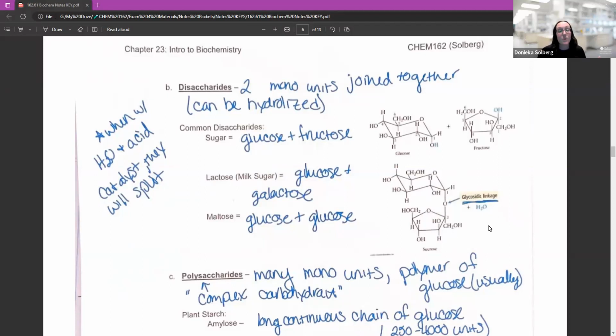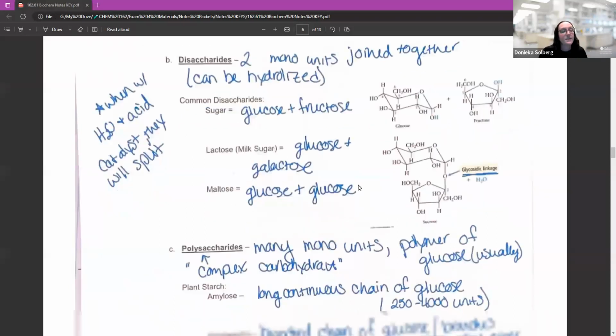Now, this kind of brings me to why it's called hydrolyzed when you take them apart, because to go in the reverse, to actually break these into their 2 molecules, you have to add a water molecule and break these. That's called hydrolyzing because you're adding a water. So when you have water and some type of acid catalyst, that's how you get them to split. So disaccharides can be hydrolyzed when you add water and some type of acid catalyst. Okay, so let's go bigger.